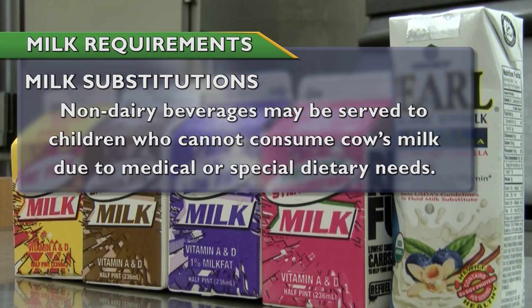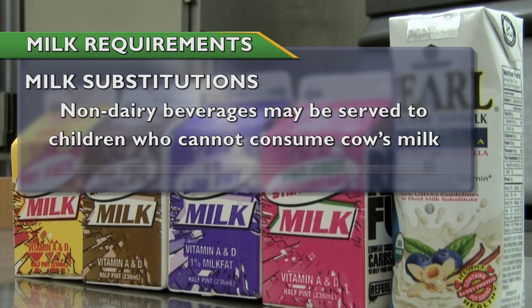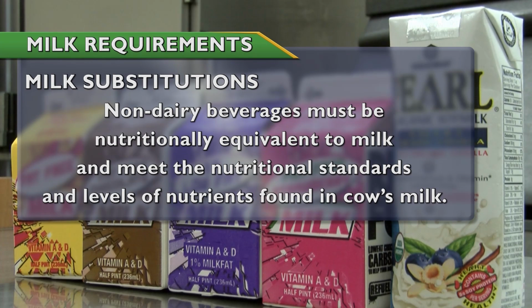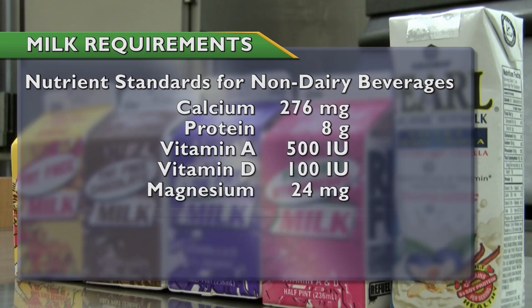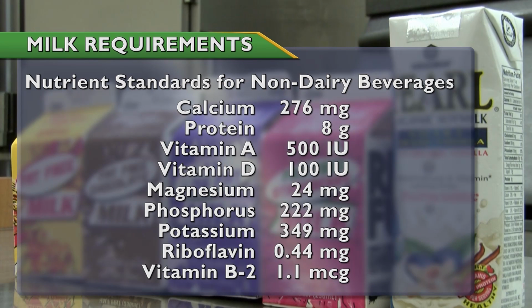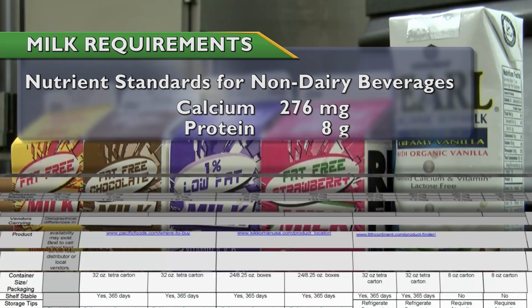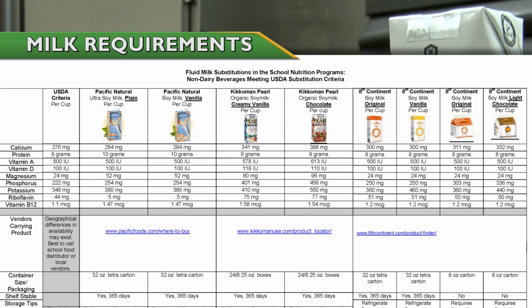If children cannot consume cow's milk due to medical or special dietary needs, other than a disability, non-dairy beverages may be served in place of cow's milk. Non-dairy beverages must be nutritionally equivalent to milk and meet the nutritional standards for fortification of calcium, protein, vitamin A, vitamin D, and other nutrients to the levels found in cow's milk. The non-dairy beverage must meet the nutrient standards listed in the chart shown.